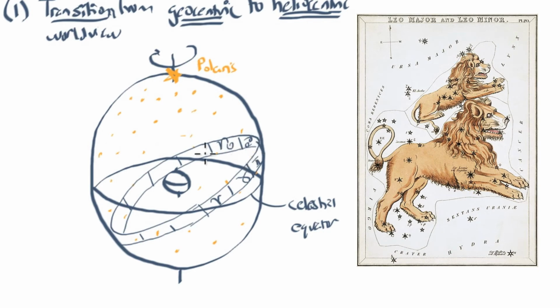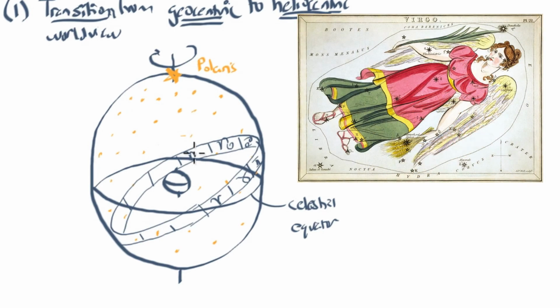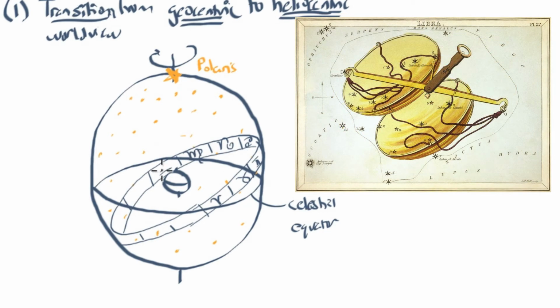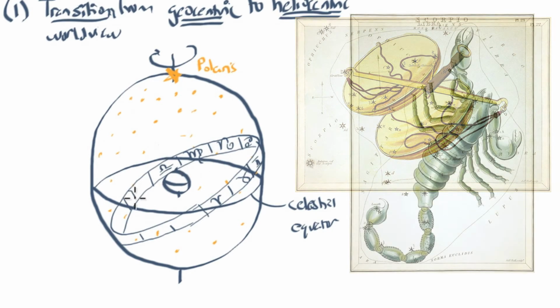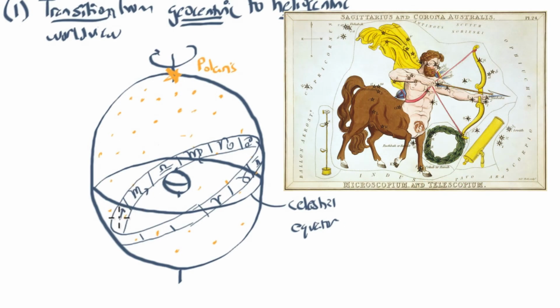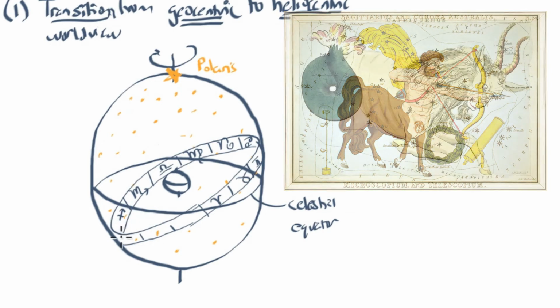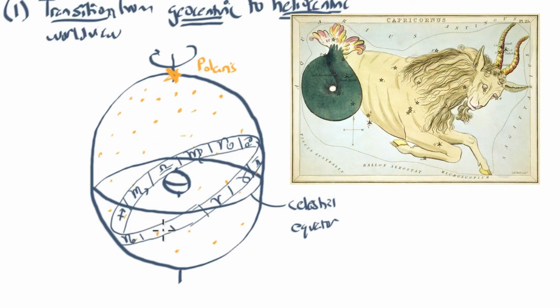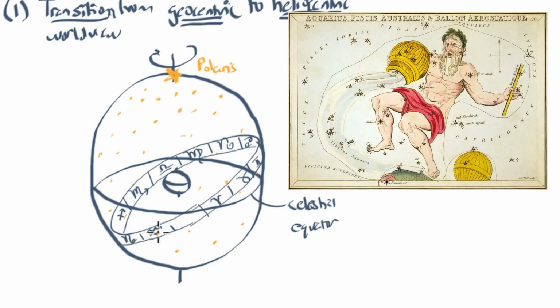Okay. That's Leo. And then we have Virgo. Kind of looks like an M with a little extra loop right there. That's Virgo, the virgin. Next we have Libra, the scale. And next we have Scorpio, the scorpion. And then we have Sagittarius, the archer, right here. And next we have Capricorn. And then we have Aquarius. And then we have Pisces.